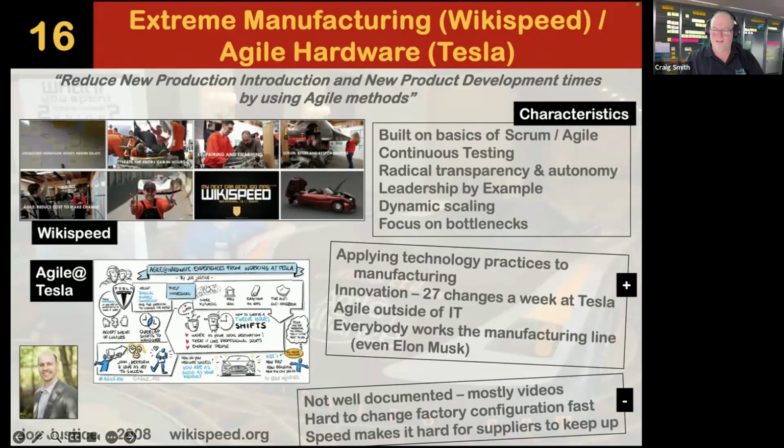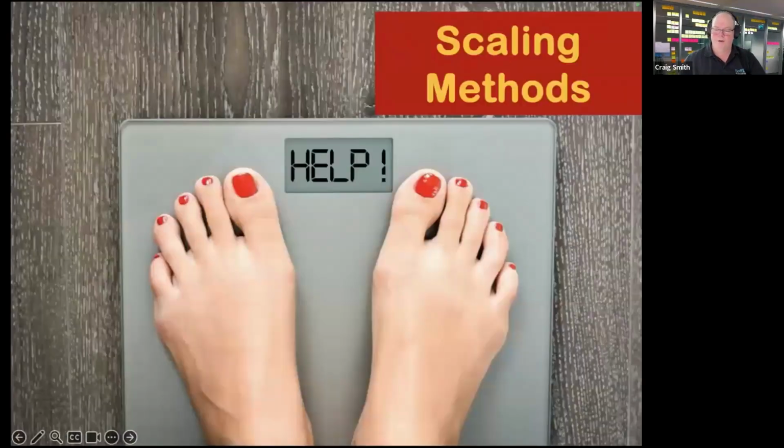If you now look at the work at Tesla, building innovation, putting those technology practices back into manufacturing, and the whole idea that everybody is part of the manufacturing line, including Elon. Very interesting if you look at what Joe talks about there. It's not very well documented though. It's not as if there's a book you can pick up. It's mostly videos and talks. It's very hard for organizations that aren't built in the same way as Tesla to change their factory configurations the same. But again, it is interesting, particularly if you have a manufacturing side or are interested in how you apply this in different ways.